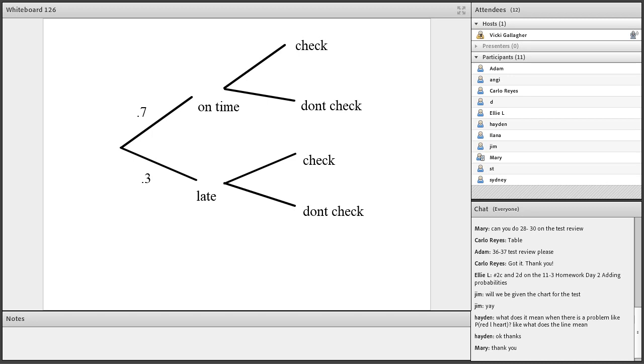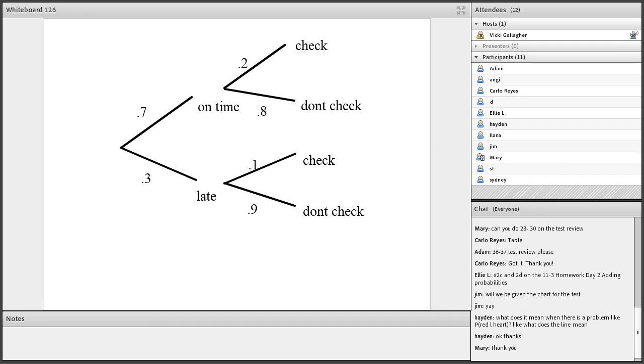My next sentence says, out of the 70% of students that do their homework on time, 20% check their answers. So the on-time checking people is 20% or 0.2, which means the on-time not checking people is 80%, 0.8, because 20 plus 80 is 100. Then it says, out of the students that do not do their homework on time, so those would be my late students, 10% check their answers. So late students that check their answers is 0.1 or 10%. And then that would mean that the other 90% of them do not check their answers, so 0.9. So again, you want to make sure that each pair of branches adds up to 100. And that's how you make the tree chart.